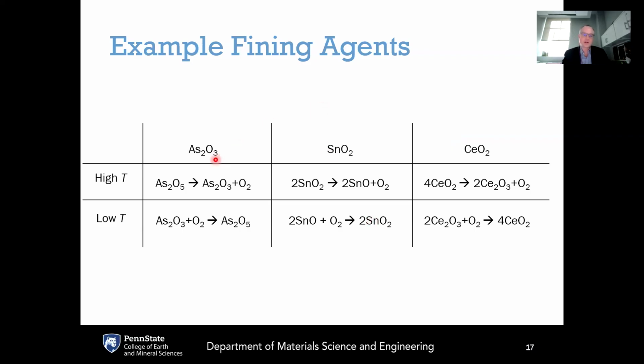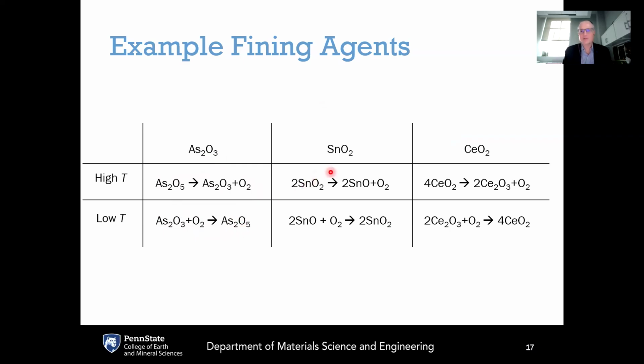One of them is arsenic oxide. This isn't used as much anymore because of the toxicity of arsenic, but arsenic is a very effective fining agent. At high temperatures, the oxidized As2O5 is going to reduce to As2O3, and that releases an oxygen molecule in the process. At low temperatures, the reverse reaction, the oxidation reaction, is favored, and so this reduced form of arsenic oxide reacts with any remaining oxygen gas and then oxidizes back to As2O5.